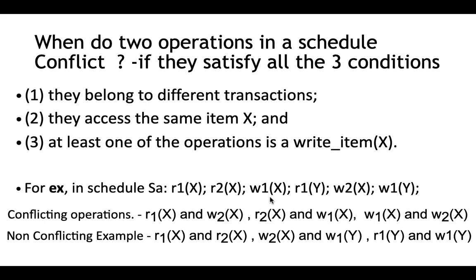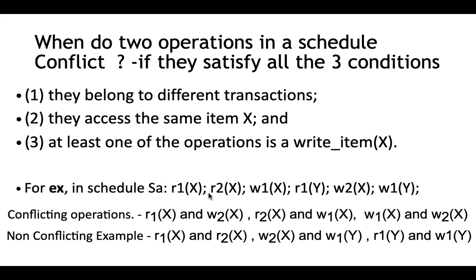For two operations to be conflicting, three properties have to be satisfied, all three. It's not like 1, 2 or 3, it's like 1, 2 and 3. All three have to be satisfied for two operations to be conflicting. Let's understand what the conditions are. First, they should belong to different transactions. The second is they should access the same data item, and the third is at least one of them should be a write operation.